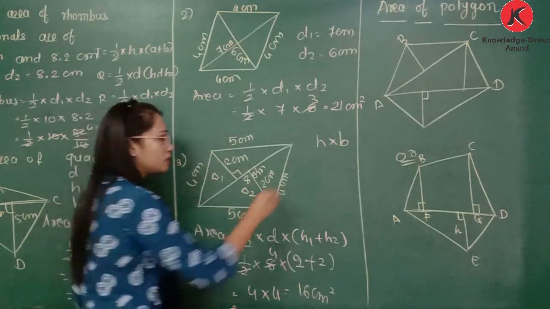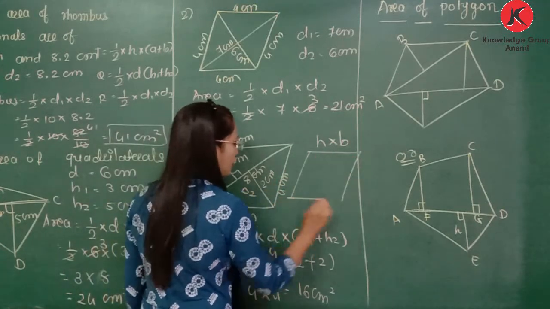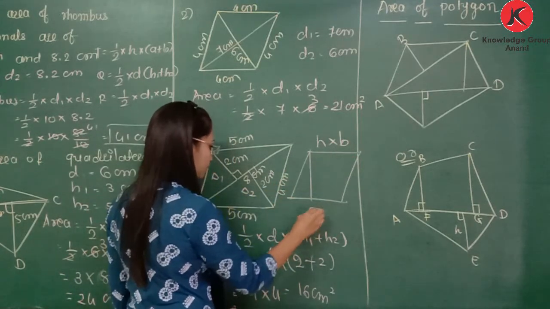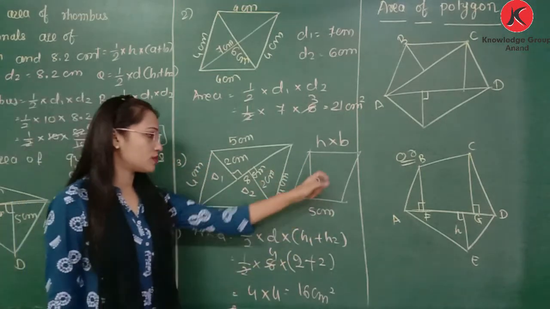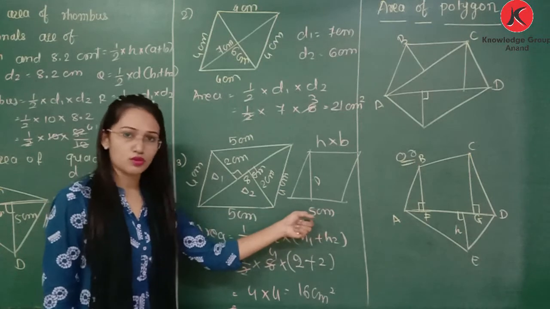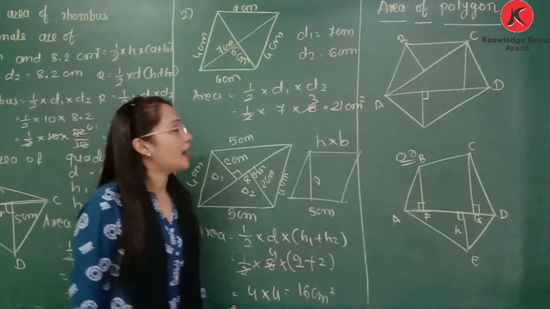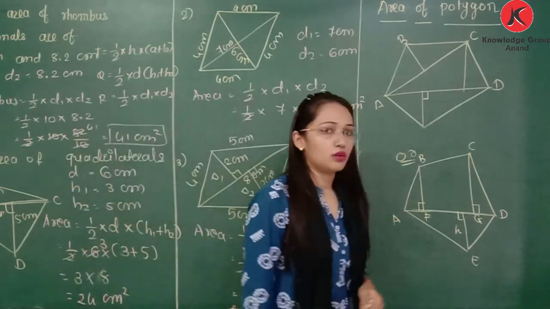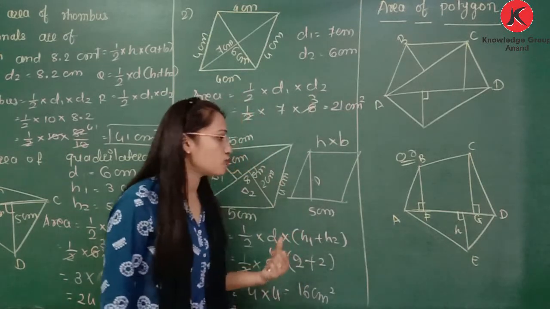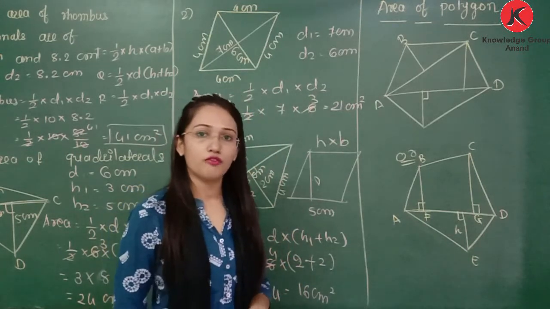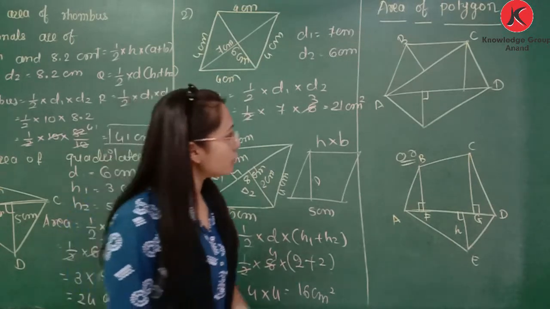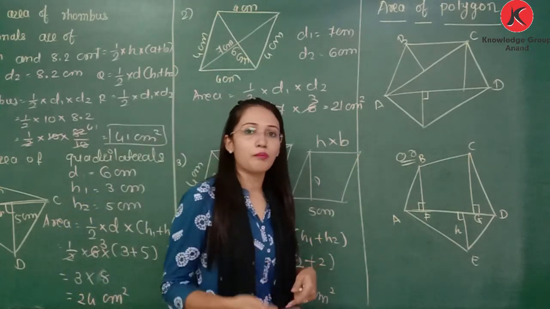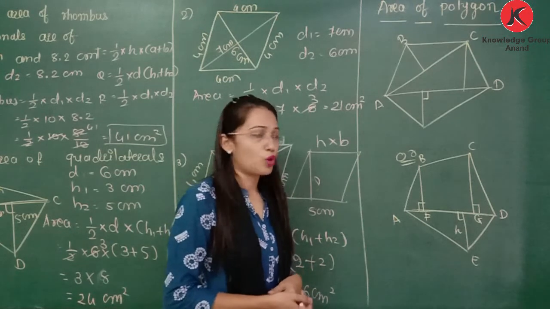If in this figure height is given, then also we can use this equation, height multiply base. So that is also correct. Clear? Now area of a polygon. So up to this we learned about the quadrilateral, area of a general quadrilateral, area of a rhombus and area of trapezium. But if a polygon is given, the number of sides can be increased or decreased.